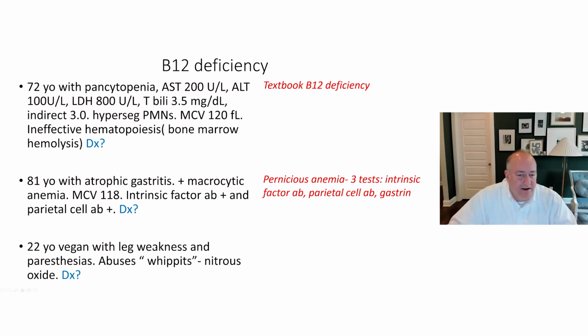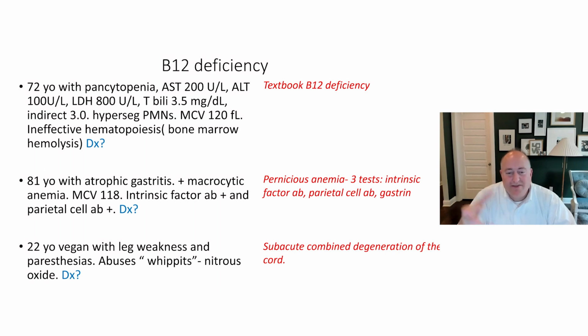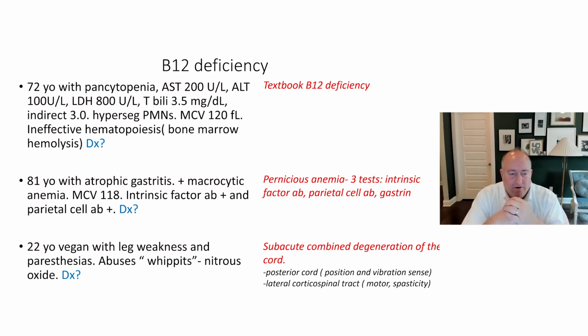Next one is a case of Whippets. This is a subacute degeneration of the cord. This is a case where the patient probably had low normal values of B12, and then they're abusing Whippets. Whippets are those nitrous oxide canisters that you use for whipped cream. You can buy like 30 per pack. This patient was using 30 a day for a long time and developed neurological symptoms. Posterior cord, so they had lost vibration and position, with a positive Romberg, and then also the lateral corticospinal tract. And they can improve somewhat with B12 supplementation and by stopping using Whippets. If you were to do an MRI of the cord, you could see the signal change.